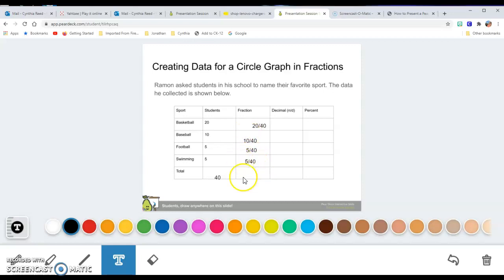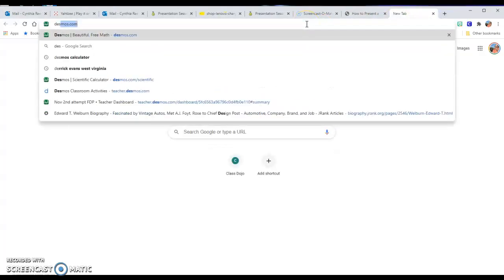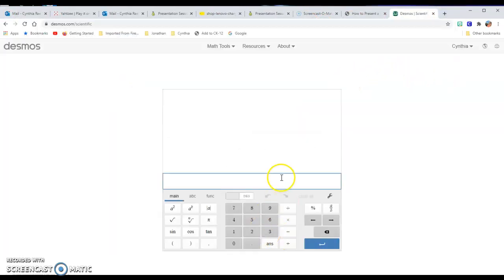So when I add them up together, I add my numerators, my denominator stays the same. So 40 over 40, which is 1. So now the question is, how do I go from a fraction to a decimal? I'm going to open up my decimals calculator. And 20 divided by 40 is 0.5.